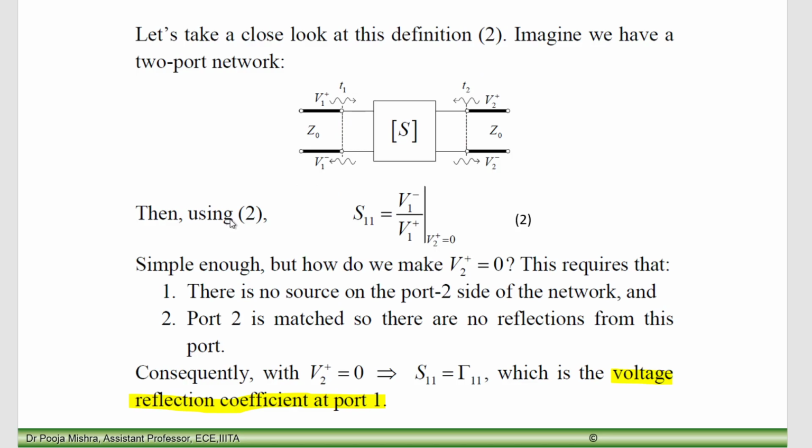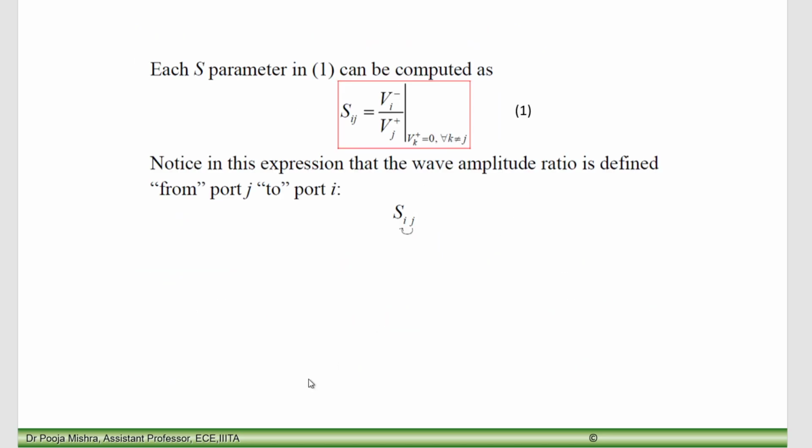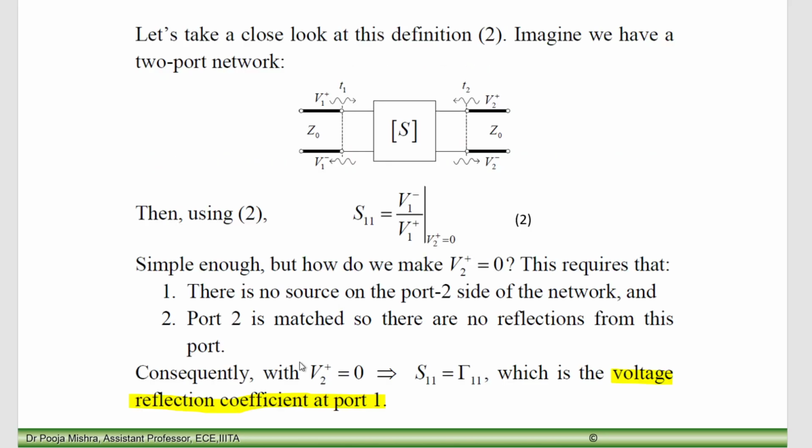So now let's see it for a two port network. Consider a two port network here, because the n port network parameter was difficult to understand for you people, so we are seeing it for a two port network.